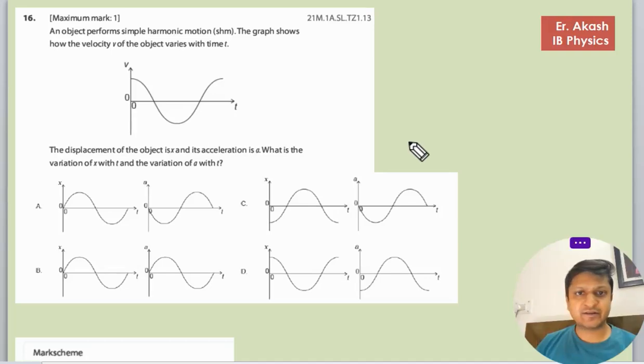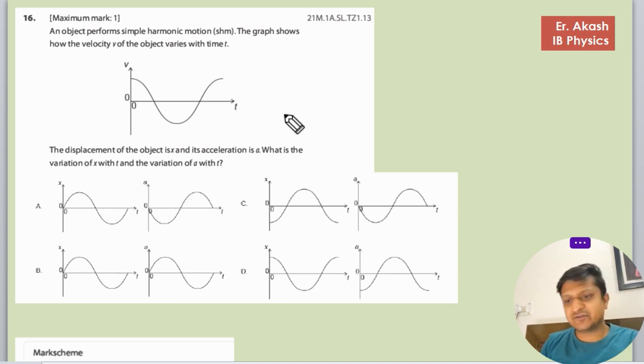So there's another question, and the question says that an object performs SHM motion. The graph shows how the velocity v of the object varies with time t. So the v-t graph is given to us. The displacement of the object is x and acceleration is a. What is the variation of x with t, and variation of a with t? So basically the v-t graph is given to us and we have to plot the x-t graph and a-t graph.